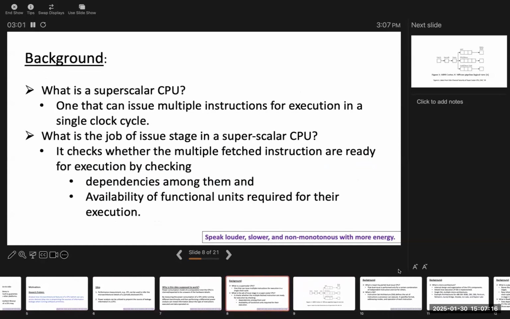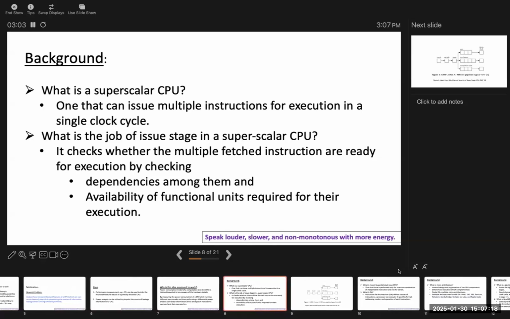So how many of you know what a superscalar CPU is? Okay, a superscalar CPU is one which can execute more than one instruction in one clock cycle. So definitely a superscalar CPU is more performant compared to a scalar one, right?